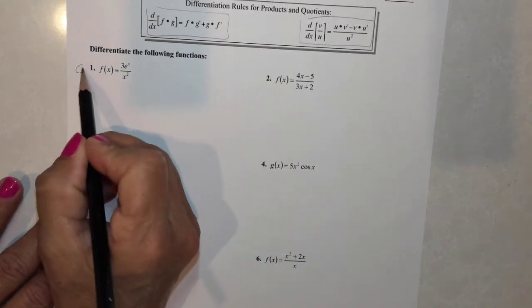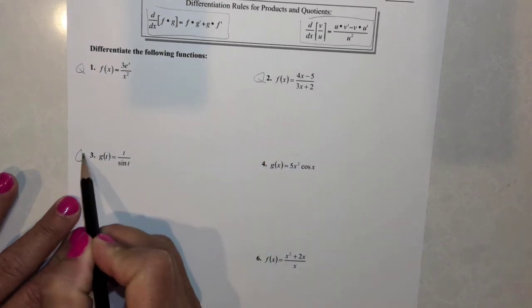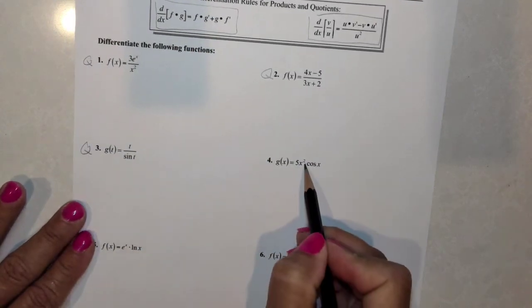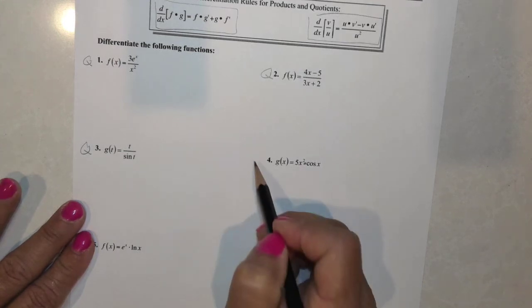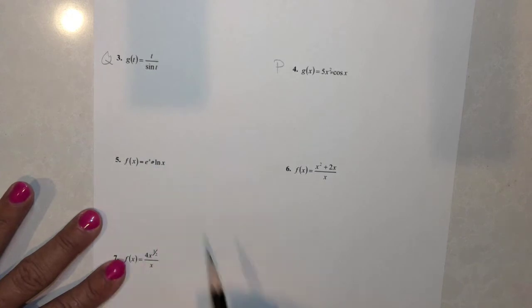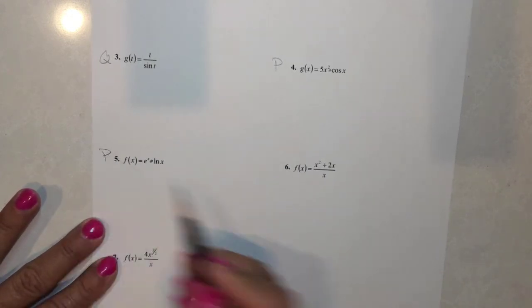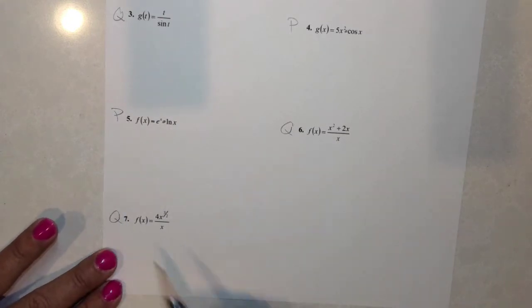This one is going to be quotient because it's a fraction. Here's a fraction. Here's a fraction. Lots of practice with that. This one, I could put a big old dot between the 5x squared and the cosine. That's a product. This one, I've got a little teeny dot. I'm going to make it bigger in between these two bad boys, so that's a product. This is going to be a quotient, and this is going to be a quotient.